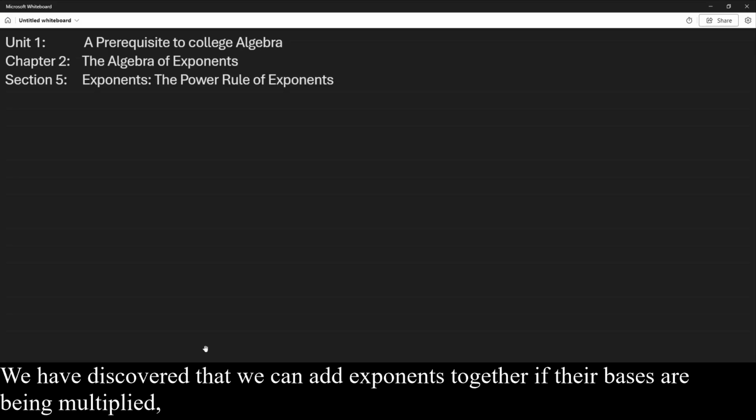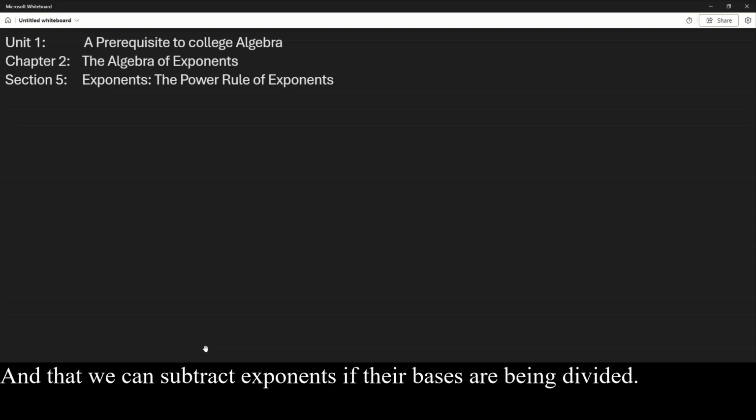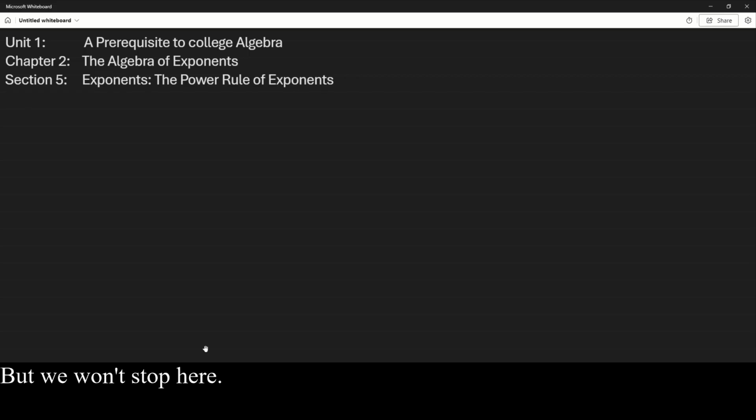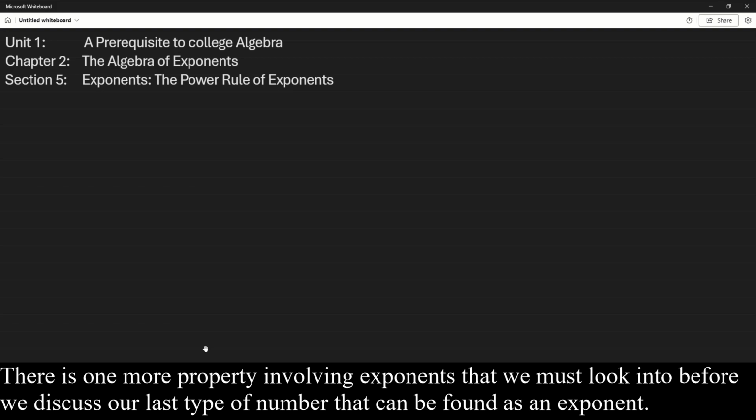We have discovered that we can add exponents together if their bases are being multiplied, and that we can subtract exponents if their bases are being divided. These two techniques for simplifying exponents are foundational to our work in algebra, but we won't stop here. There is one more property involving exponents that we must look into before we discuss our last type of number that can be found as an exponent.